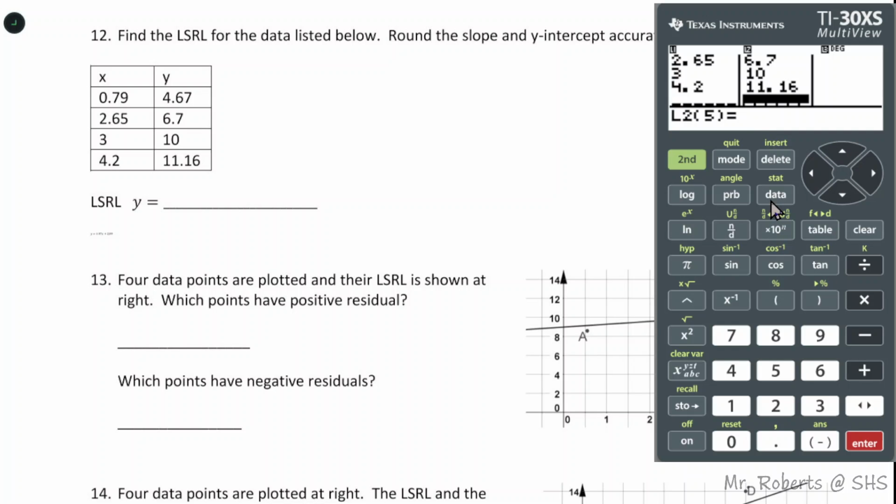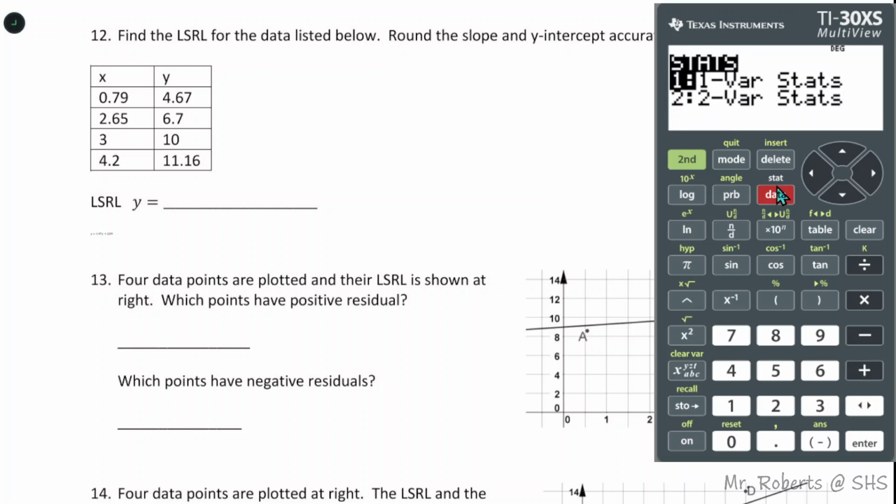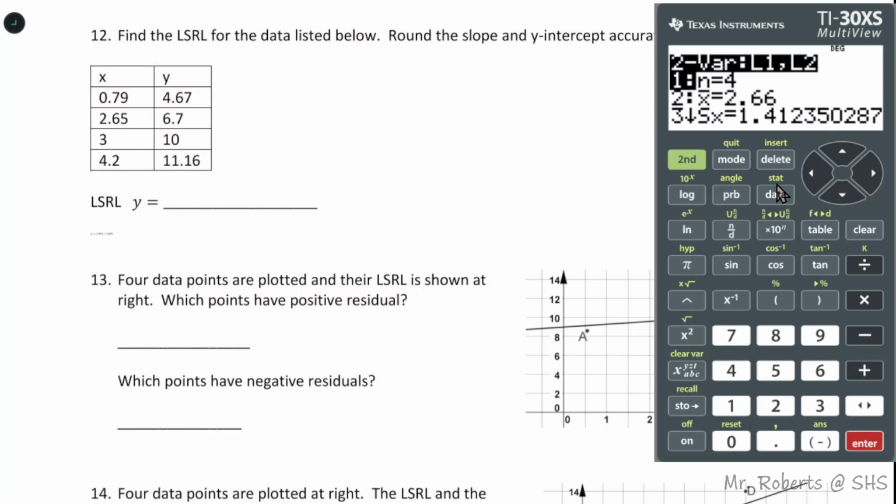Now let's do our regression. To do that, I'm going to press second, stats. Stats is one of the green buttons here, the same button as data, but I'm getting the stats here. This is a 2-variable situation because we had both x's and y's. I press enter, then enter, enter, and then calc.